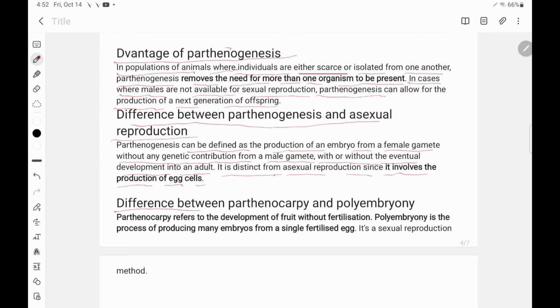Difference between parthenocarpy and polyembryony. Parthenocarpy refers to the development of fruits without fertilization. Polyembryony is the process of producing many embryos from a single fertilized egg. It is a sexual reproduction method.